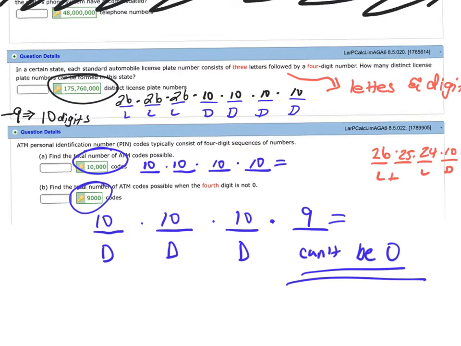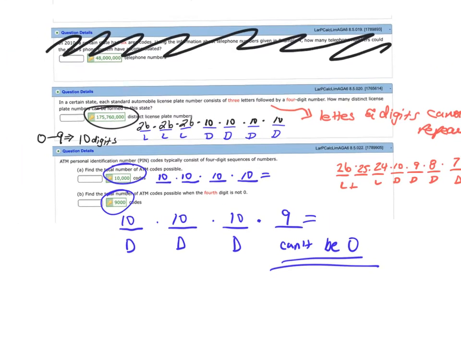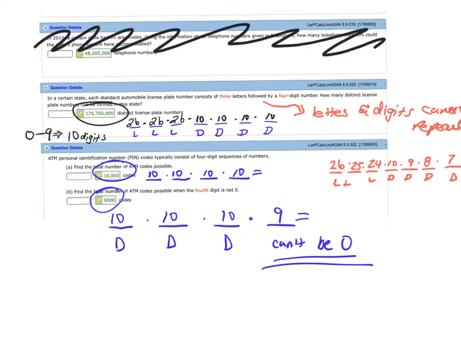Everybody with me? It's just paying attention to words. Instead, it would be 9 times 9 times 9 times 9. For which part? For the second one. No, it's 10 times 10 times 10 times 9.